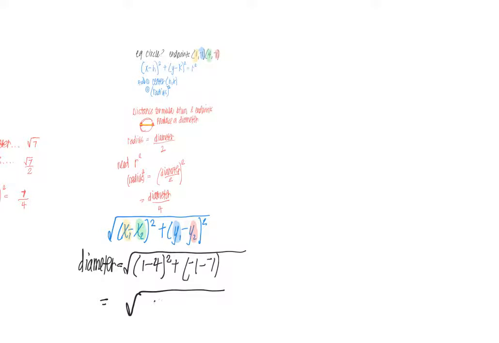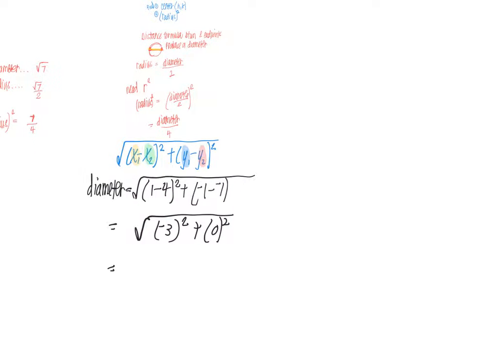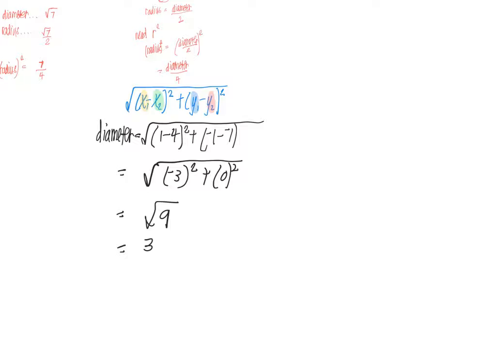1 minus 4 is negative 3. Be careful right here. Negative 1 minus a negative 1, that's like saying negative 1 plus 1, that's 0. So I end up with the square root of 9. What is the square root of 9? 3. So 3 is the diameter, okay?